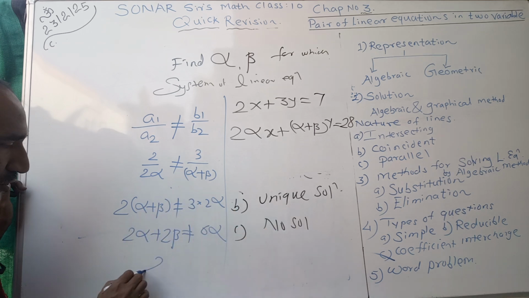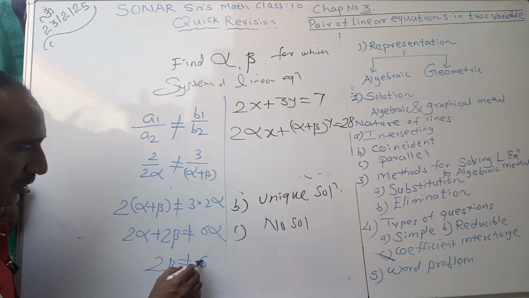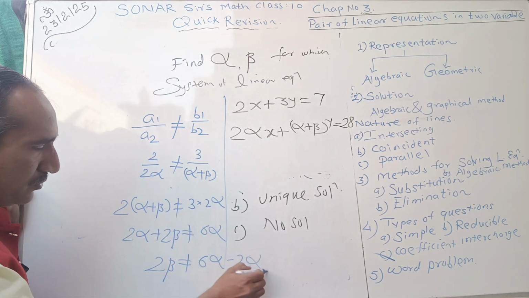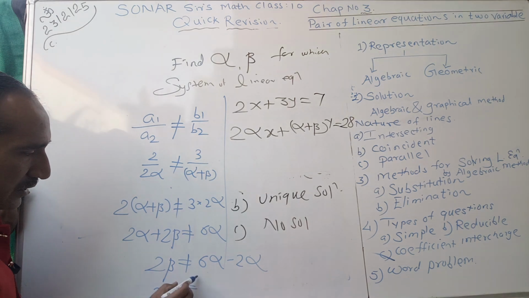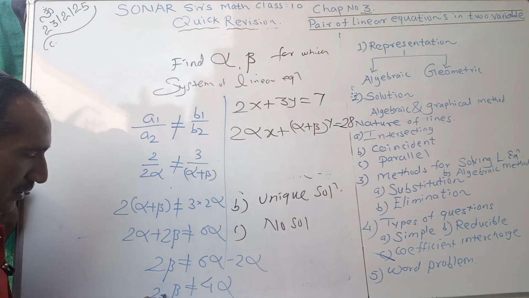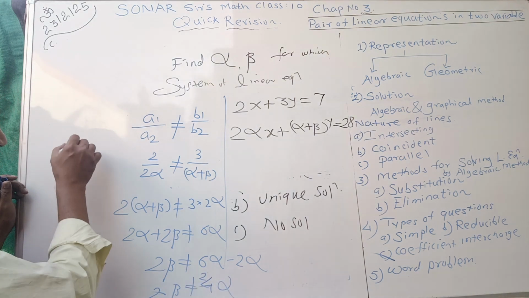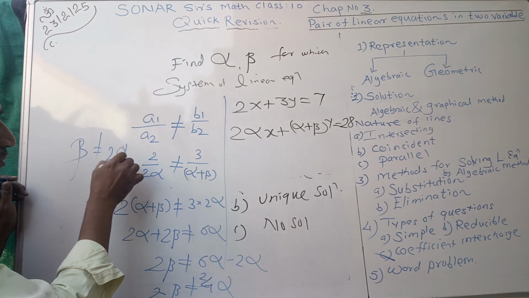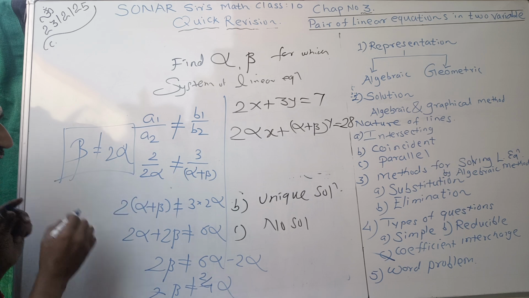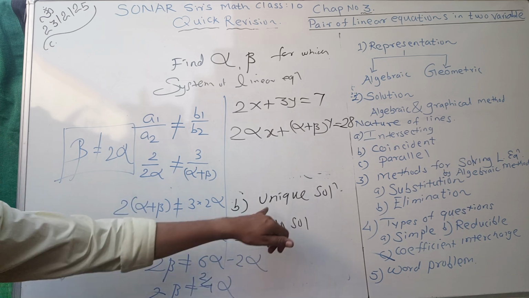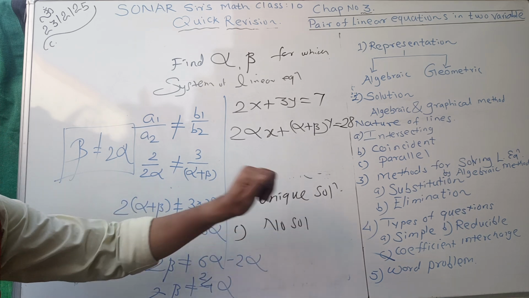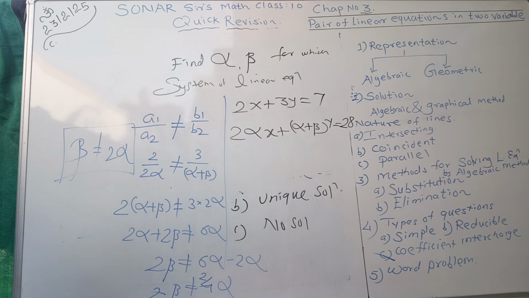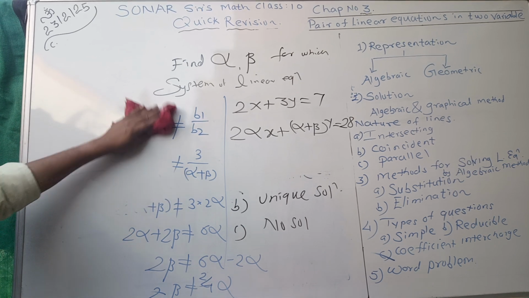So it becomes 2 beta is not equal to 6 alpha minus 2 alpha. 2 beta is not equal to 4 alpha. Two ones are and two twos are. So we got the value beta is not equal to 2 alpha. This is the solution when the lines have a unique solution, meaning intersecting lines. Now we'll go for no solution.